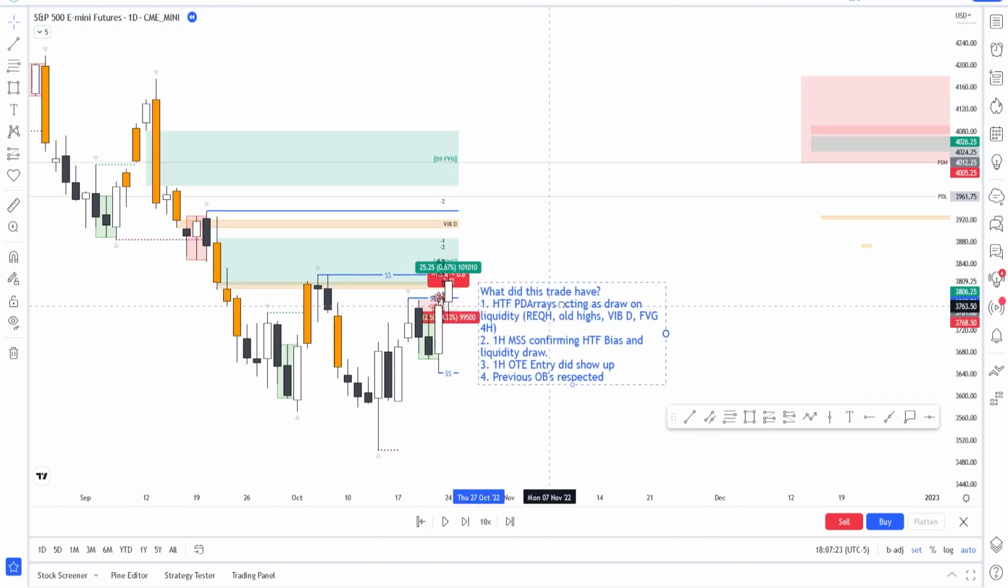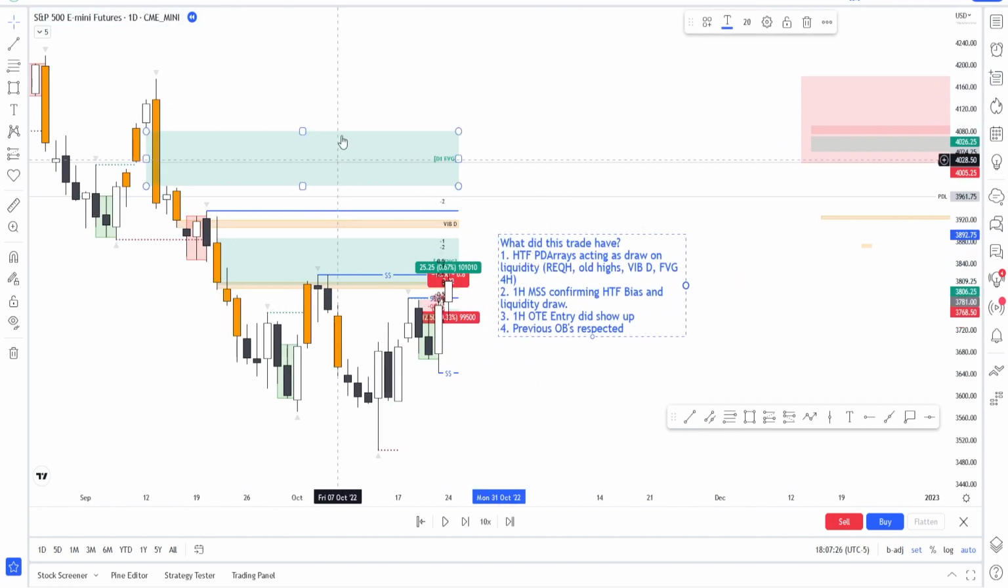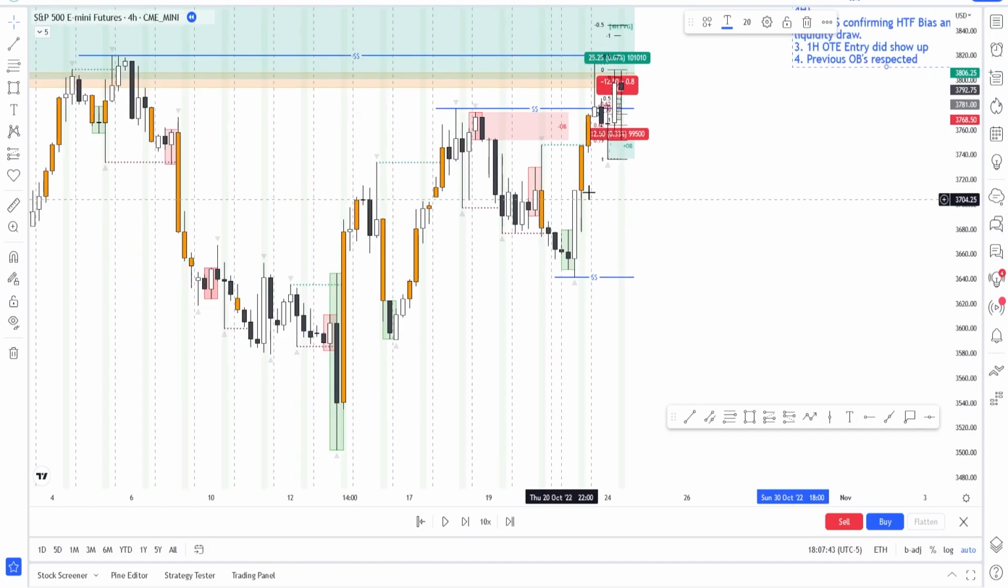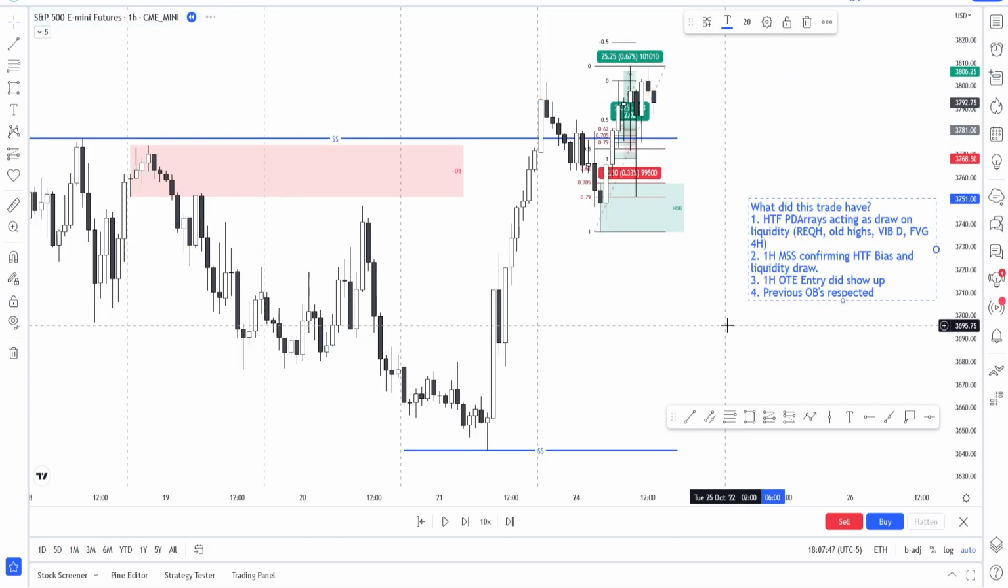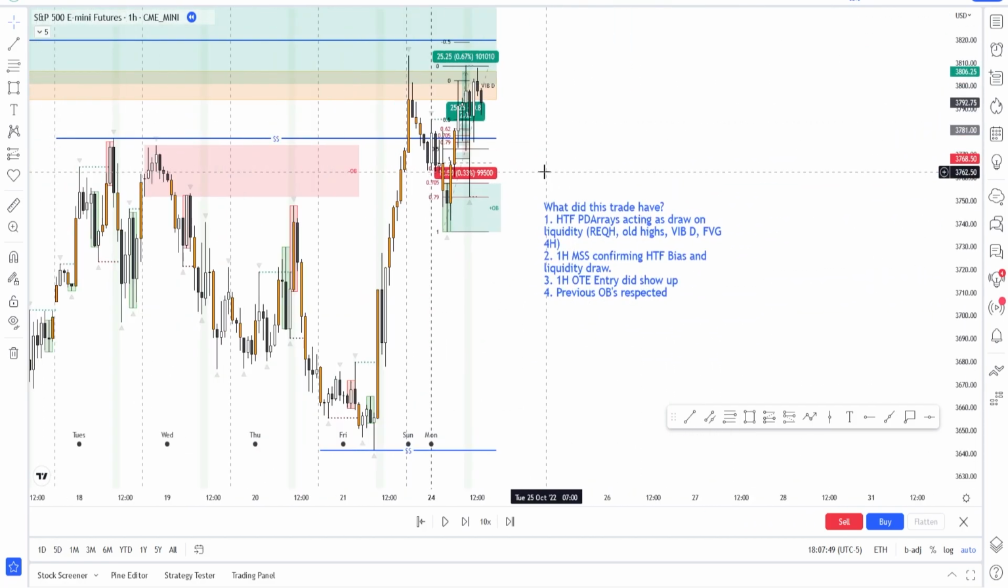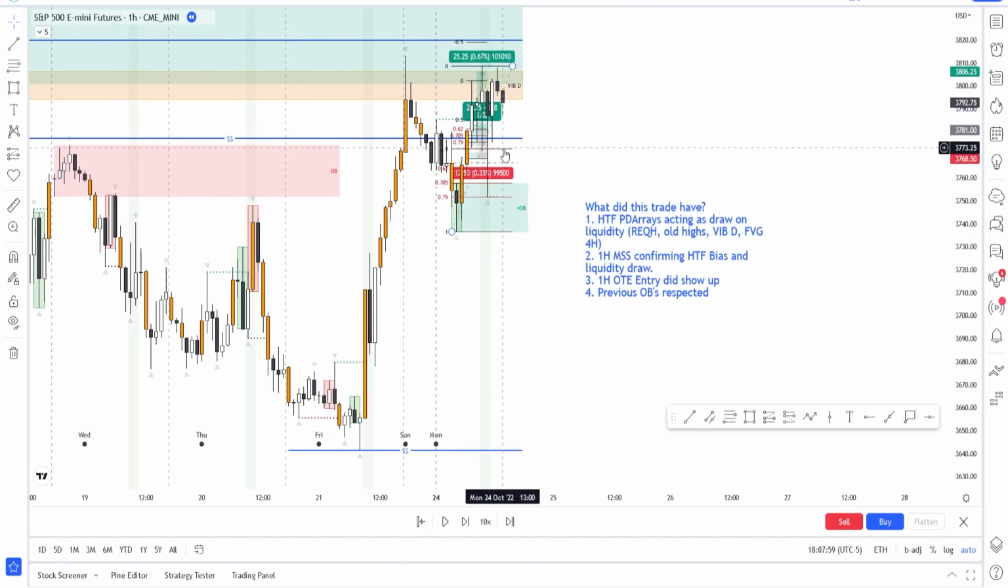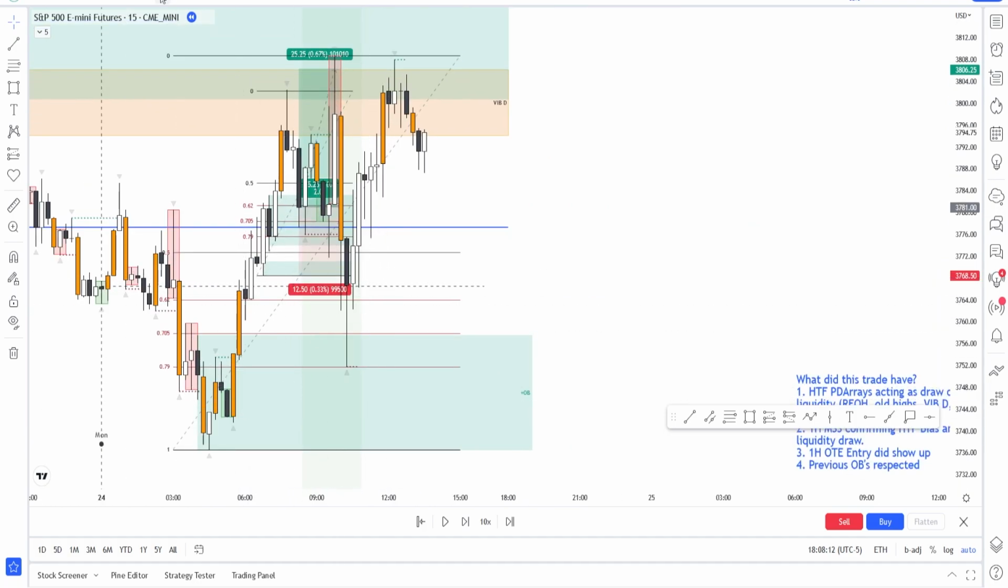Rundown one more time. Higher time frame PD arrays acting as draw on liquidity. High here, relative equal highs here. We also had on the daily a swing point right here, and it was likely we were going to break this candle's high. Not 100%, but likely. And then we have the 1 hour market structure shift. That's something that we had today. Bam, right here. And we retraced, and then an OTE set up here. 1 hour OTE did show up. It showed up later though than the 15 minute, or the 5 minute rather.